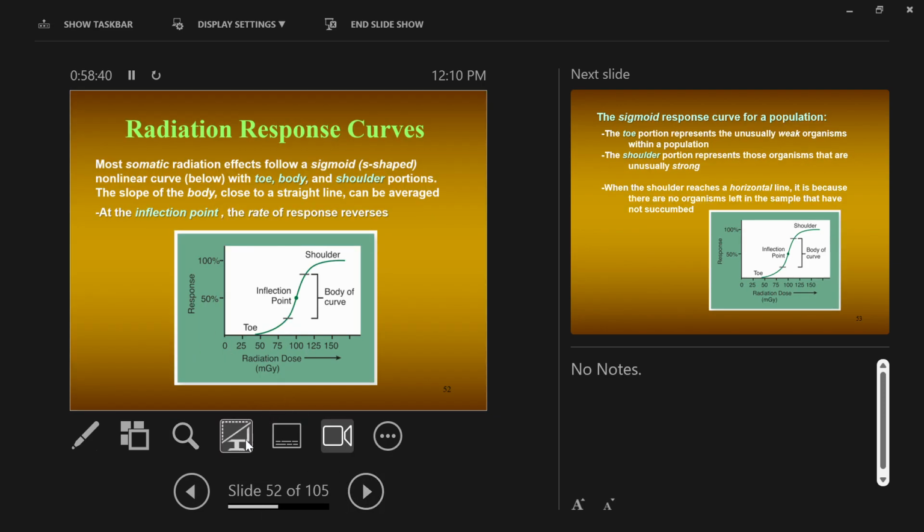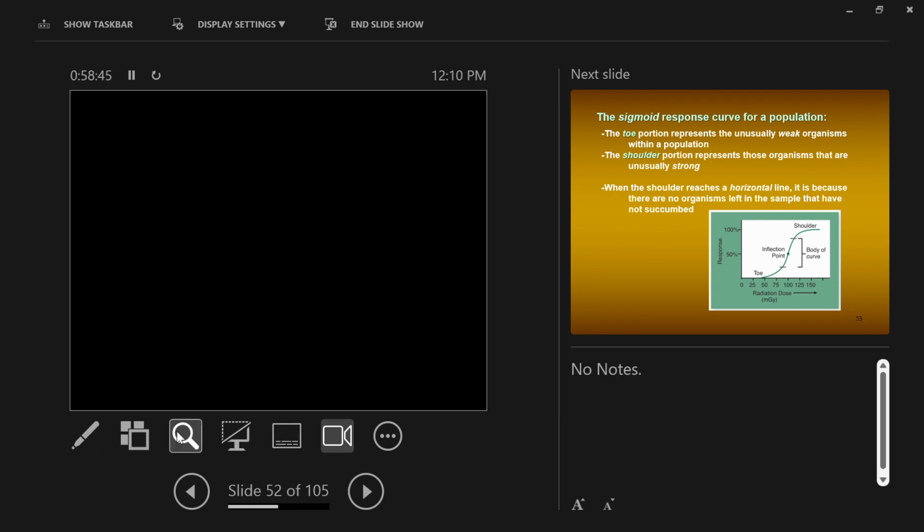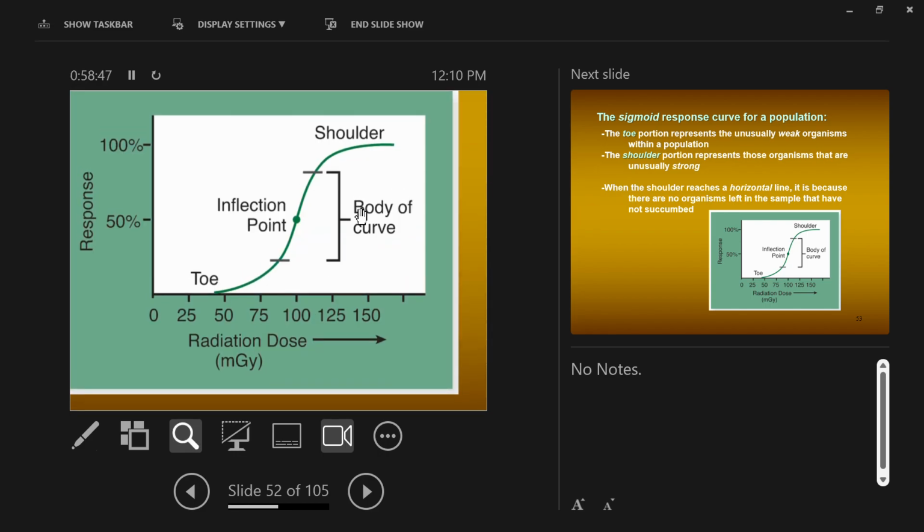We have names for the different points in these curves, okay? If it is a curve, we have names for the different points. We refer to the threshold point as the toe. The body of the curve is where it begins to increase exponentially and then begins to slow. The inflection point is where we go from rapidly increasing to less of an increase with an increasing dose, okay? And the shoulder is what we call it when it plateaus.